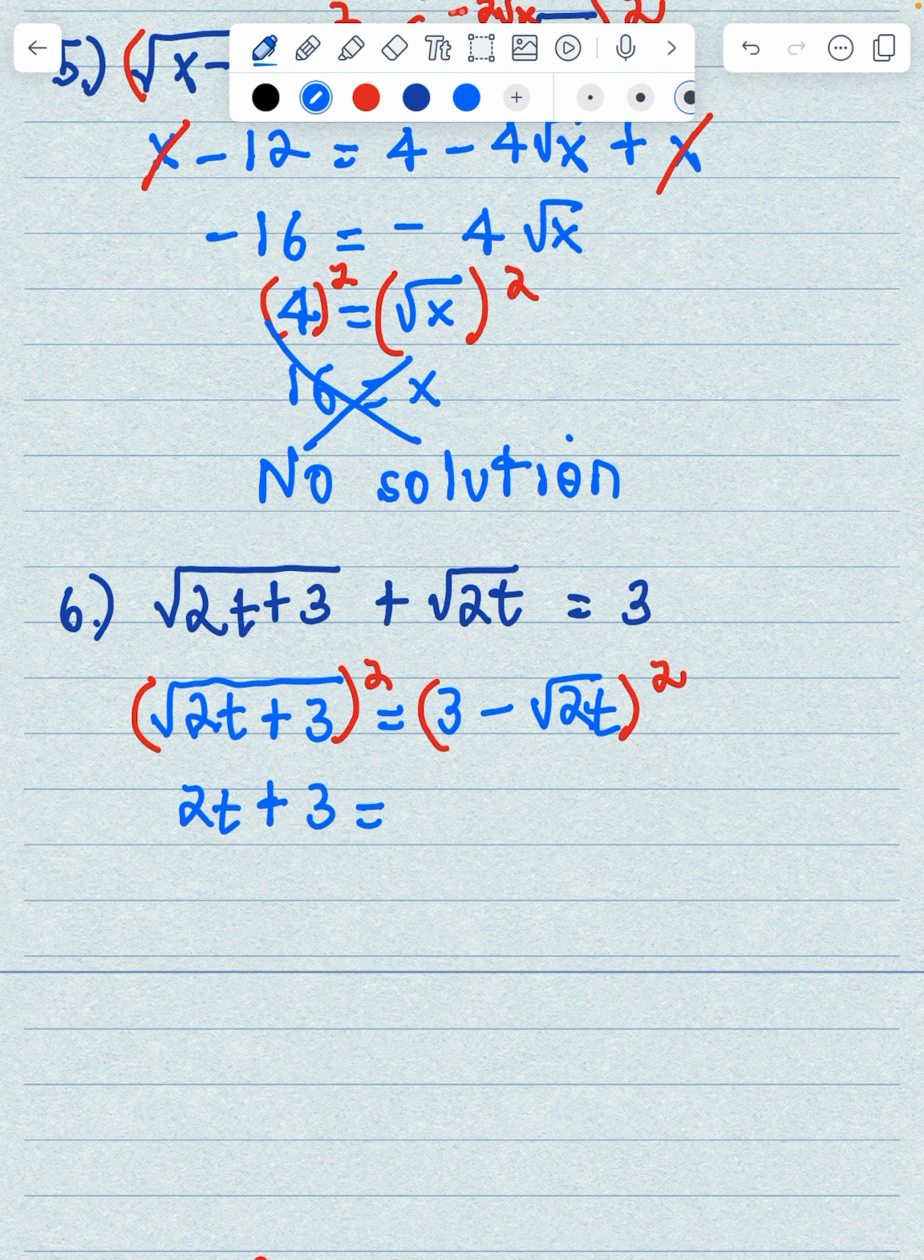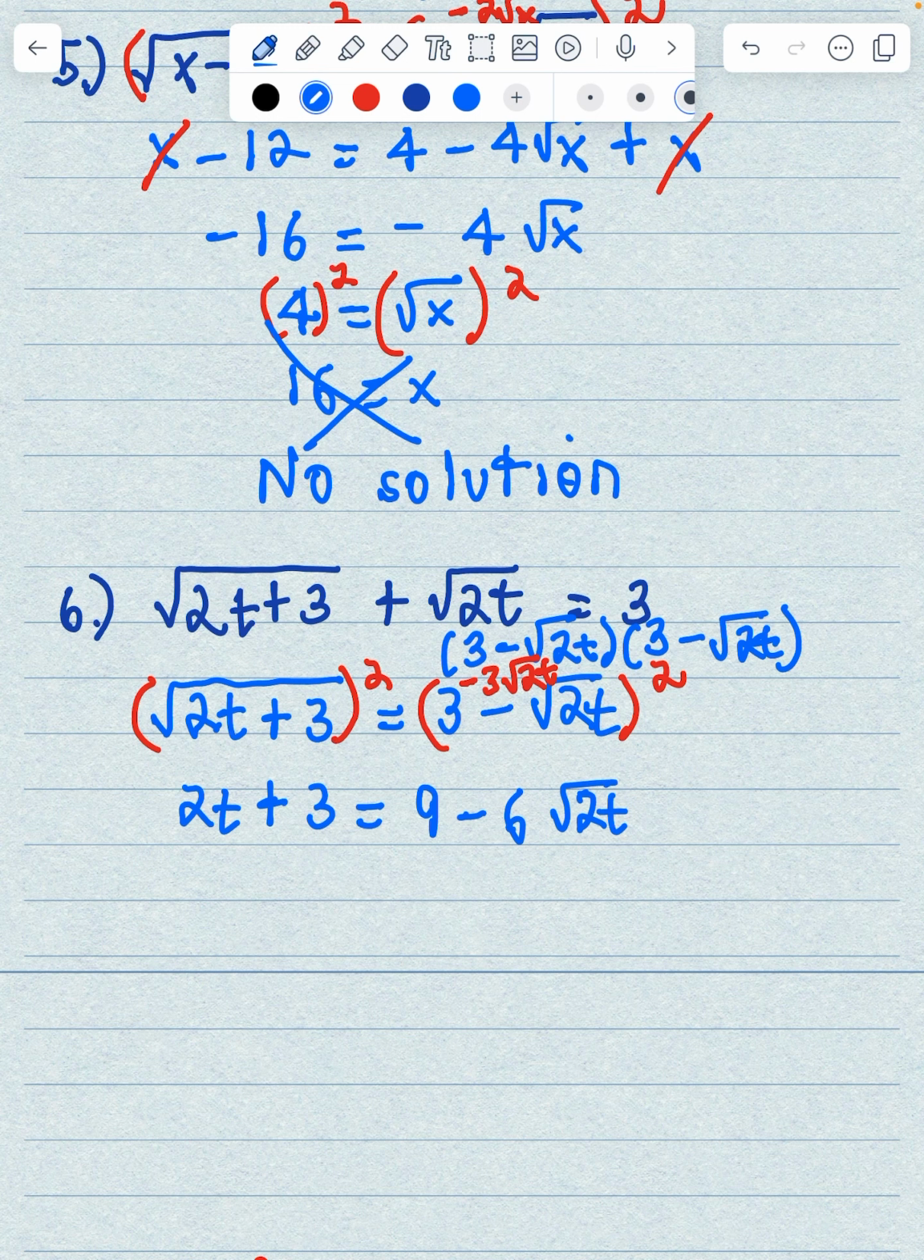On the right, remember, I get to do FOIL, and so you can either do FOIL out in the margin or do the shortcut, my preference. 3 squared is 9. That's also the first product. And then the product of my two terms is negative 3 times the square root of 2t. And I'm going to double it, but that is both your outside and your inside product. So I have negative 6 times the square root of 2t, and then I'm going to square the last term, and that gives me 2t.